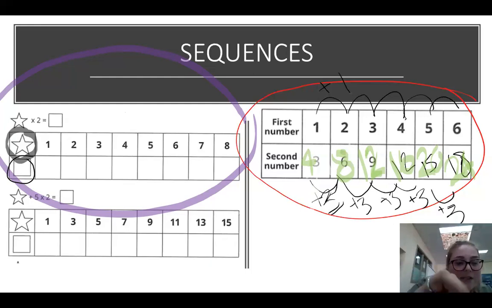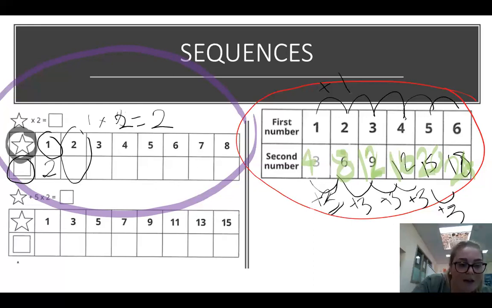For example, if I look at this very first one here, I'm going to change the star to be a 1. So it would be 1 times 2 equals the square. So 1 times 2 is what? It's 2. So 1 times 2 equals 2. So that means that the 2 that it has equaled, I need to put in the space provided.